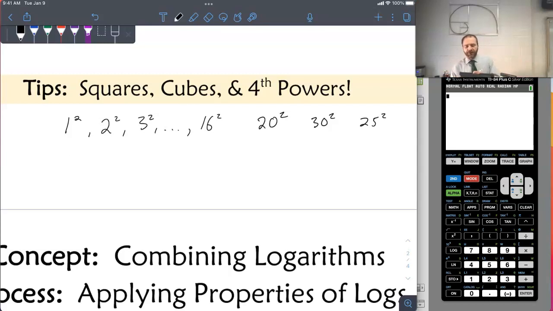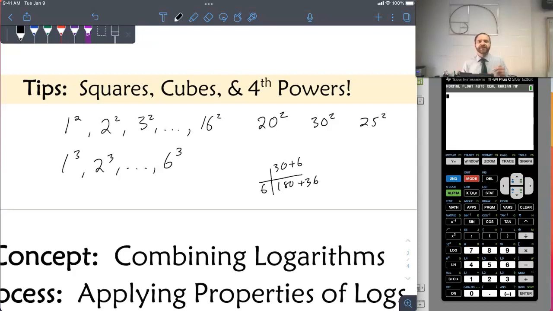Cubes. 1 cubed, you can do it. 2 cubed, all the way up to 6 cubed. If you can't remember what 6 cubed is, do it fast. 36 times 6. That's 180 plus 36, 216. Look at that. I did the area model really quickly to remember what they are, and I tried to be smart with how the multiplication worked. All right, so those you need to know.